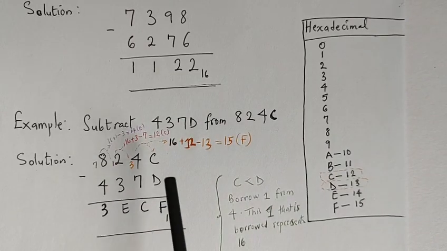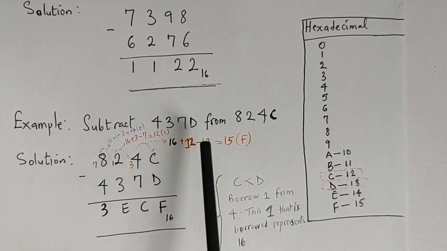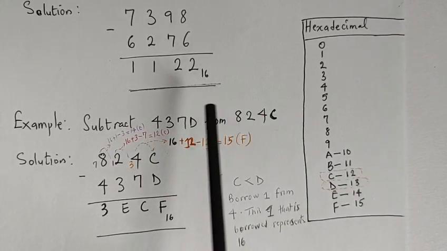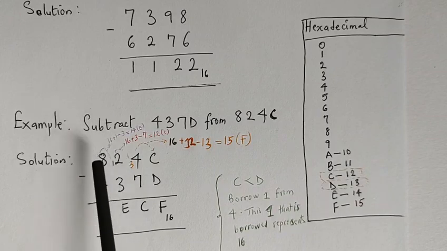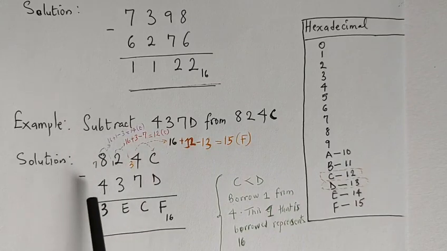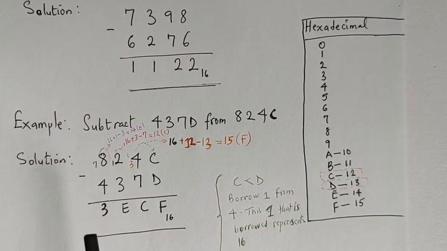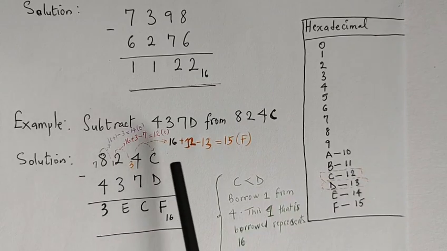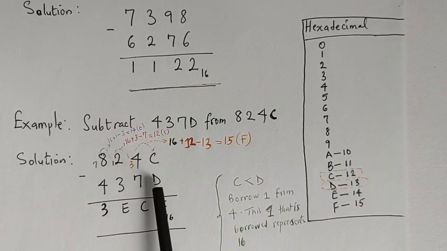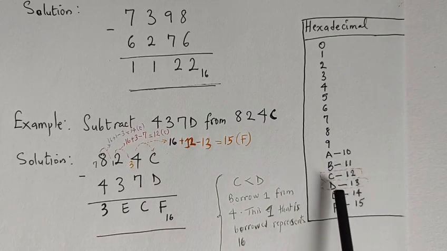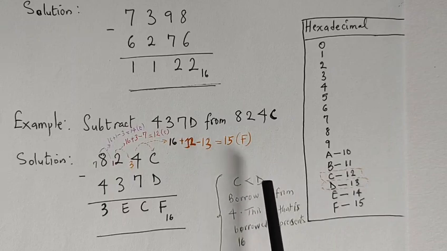Alright, so we're subtracting 437D from 824C. So what it means is that we're going to say 824C minus 437D. Now let's carry out this subtraction. Now pay attention to the rules. C minus D. In this operation we can tell that C is 12, D is 13. So C is less than D.